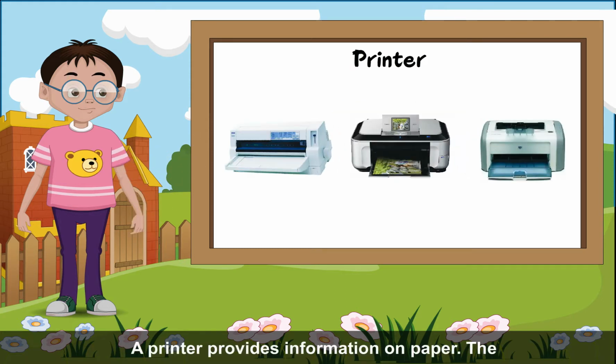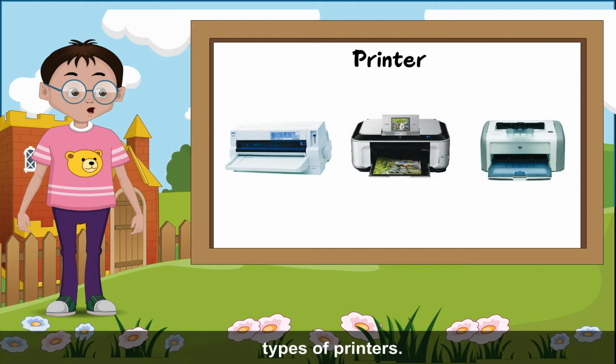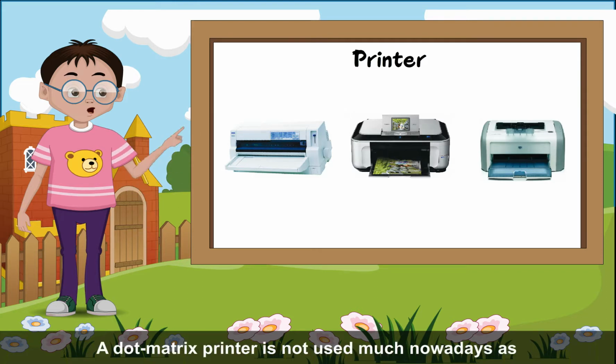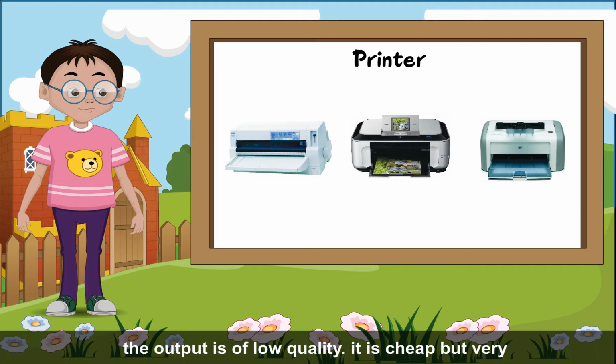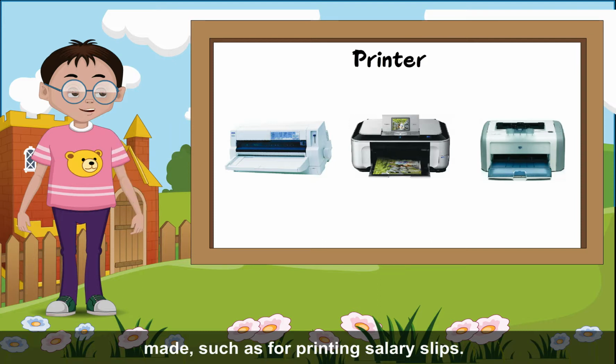Printer. A printer provides information on paper. The printed copy of the output that we get from the printer is known as hard copy. There are different types of printers. A dot matrix printer is not used much nowadays as the output is of low quality. It is cheap but very noisy. It is used when carbon copies need to be made, such as for printing salary slips.